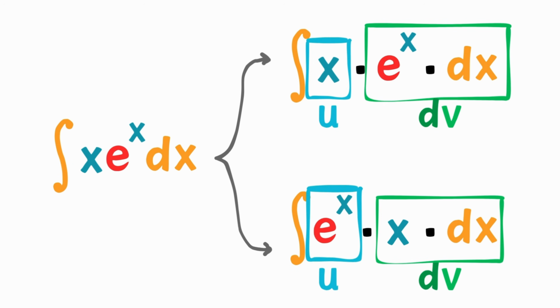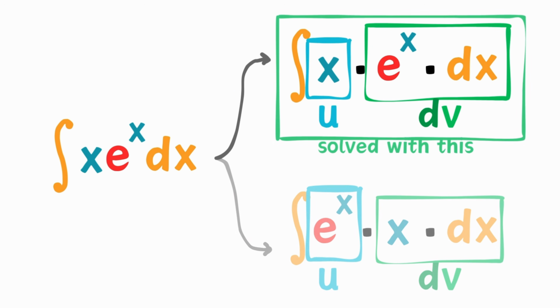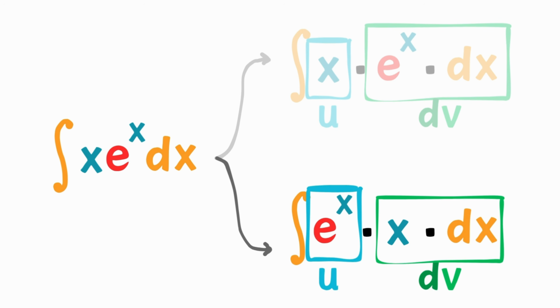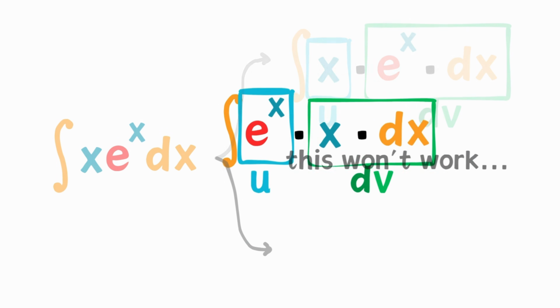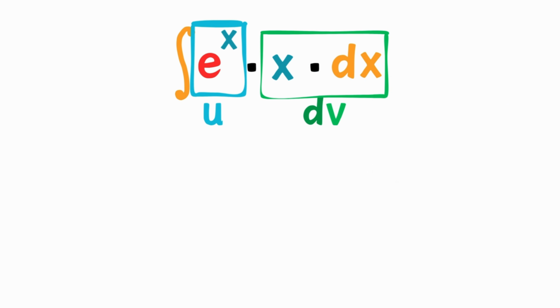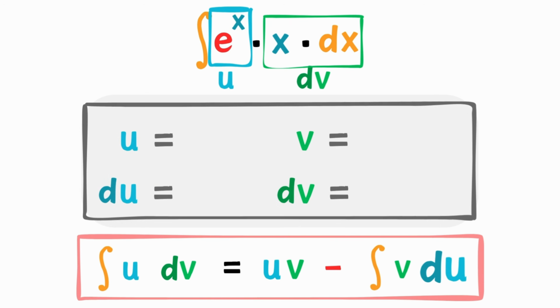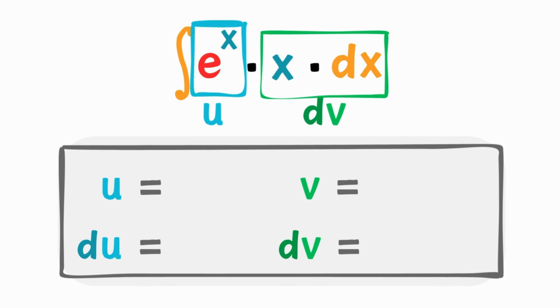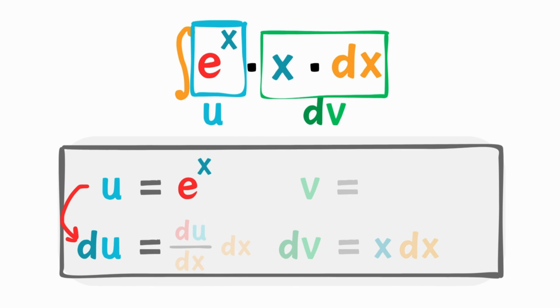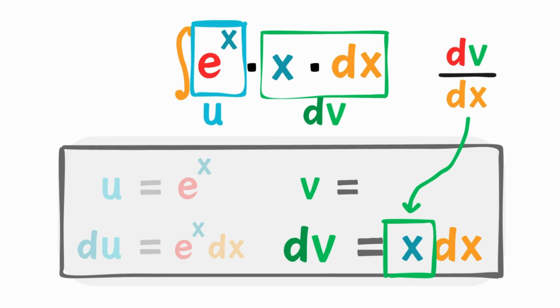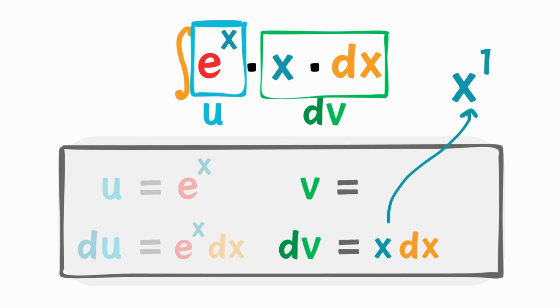Awesome. Recall earlier that we had two options for u. We solved the integral by setting u to x, but what would have happened if we set u to e to the x? This won't work, and I'll go through the pain to show you why, so you won't have to. To use integration by parts, we need to know u, du, v, and dv. We know u and dv. du is the derivative of u with respect to x. That's e to the x dx. And knowing that dv is x dx, we can use the reverse power rule to find v. Add 1 to the exponent and divide by the new exponent.